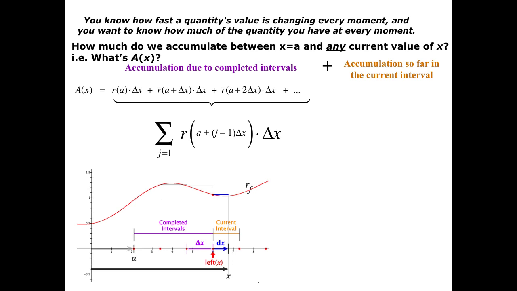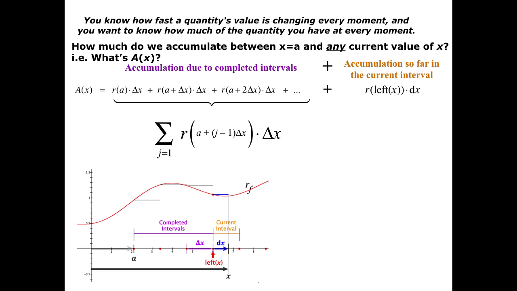So just to account for the fact that we may be wherever we might be, or to express this in general for a varying x, we have to account for that. The rate in that interval is also the rate at the left end of an interval, which we've defined to be left of x. We define the function left so that it indicates the left end of the interval that x is currently in.